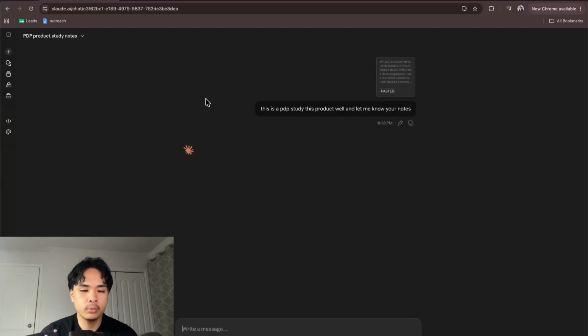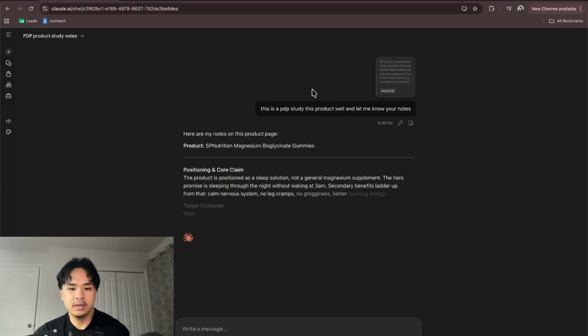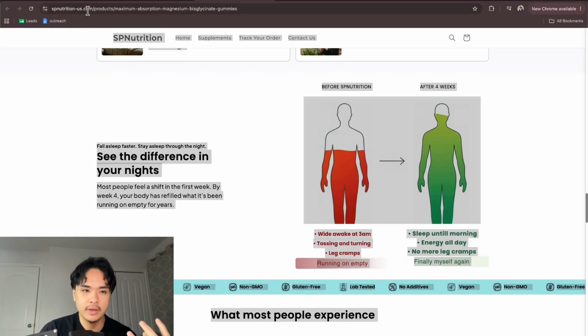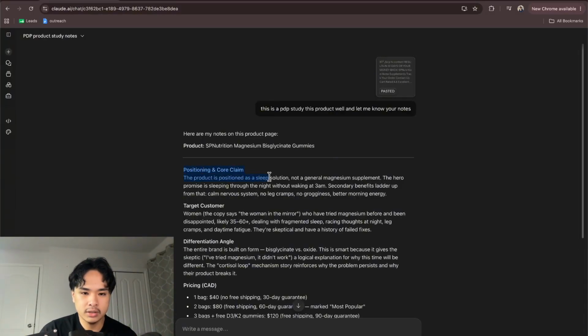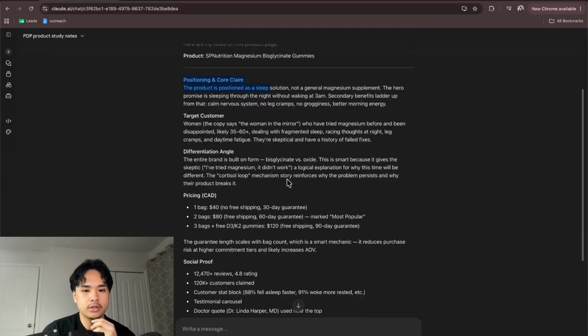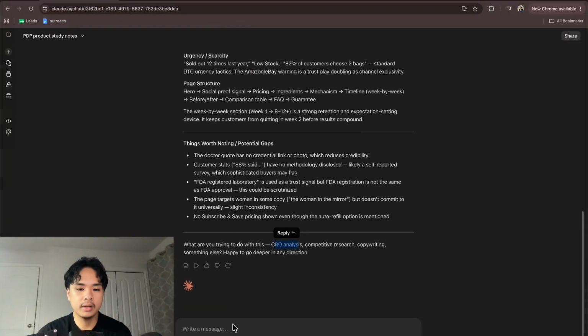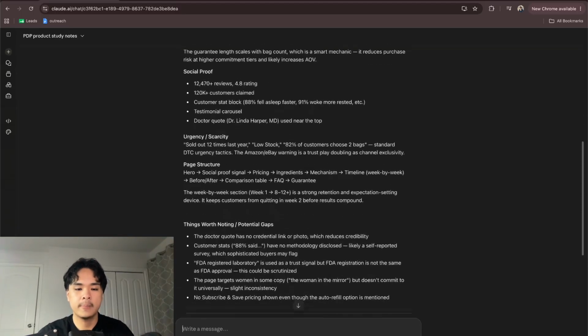So like I said, you don't need any special prompts or anything. You just need context, okay? And then you need to target a specific angle and a specific avatar, okay? So this product is a sleep solution, not a general magnesium supplement. Target customer. Now we're going to use this layout just as an example, but let me know the specific avatar being targeted, their gender, awareness level. Dive deep on who is being targeted.